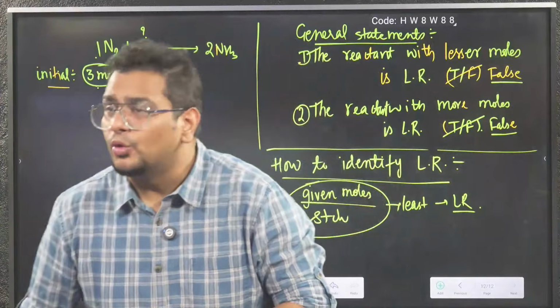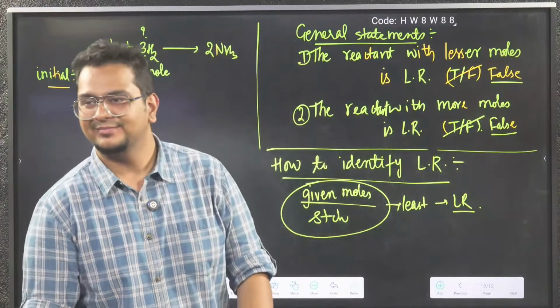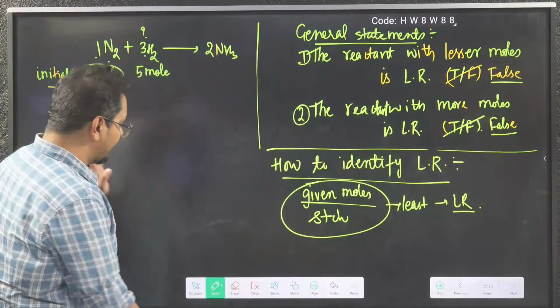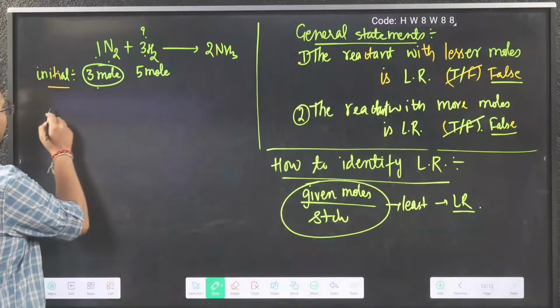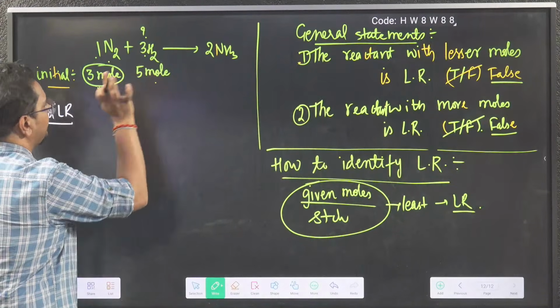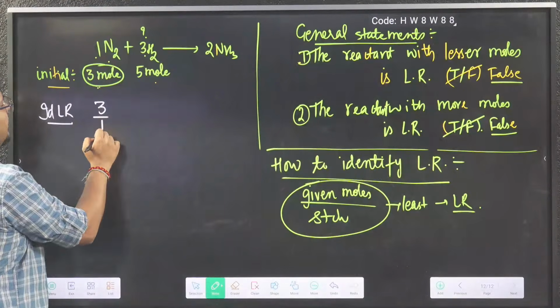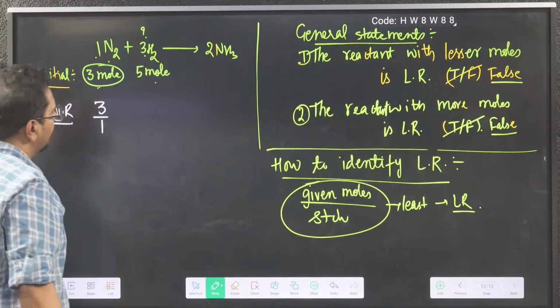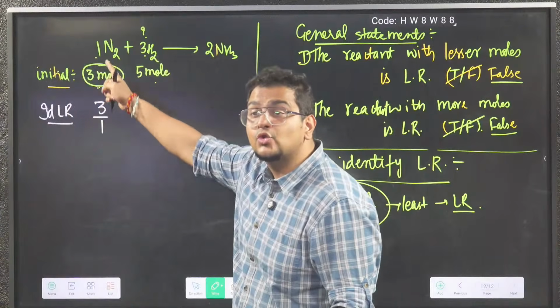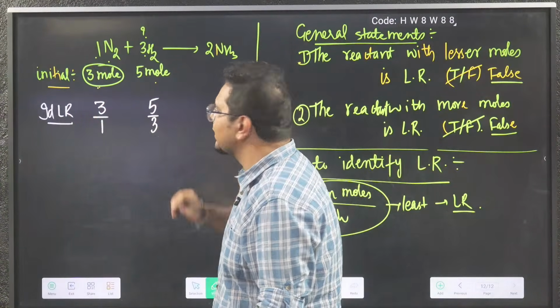Given moles by stoichiometry, you should check. Let's see one example, I will show you, you will understand. So I'm identifying LR. Given moles are 3 mole and 5 mole. So given moles by stoichiometry is 3 by 1, given mole 3, stoichiometry 1. Given mole 5 by stoichiometry 3.